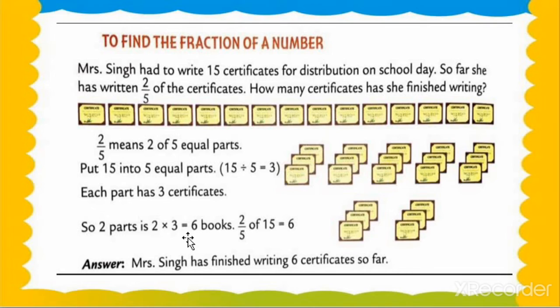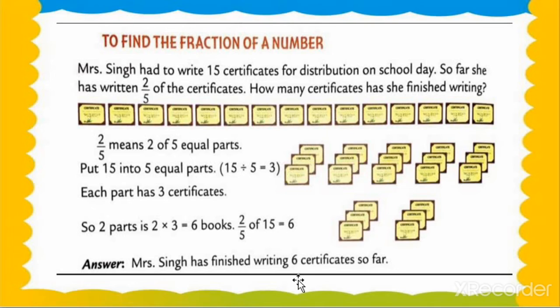6. But how is it possible? 2 threes are 6. Okay, understood? 2 threes are 6. 6 books are there. Means 2 by 5 of 15 is equal to 6. Okay, 2 by 5, means 2 upon 5 of 15, is equal to 6.